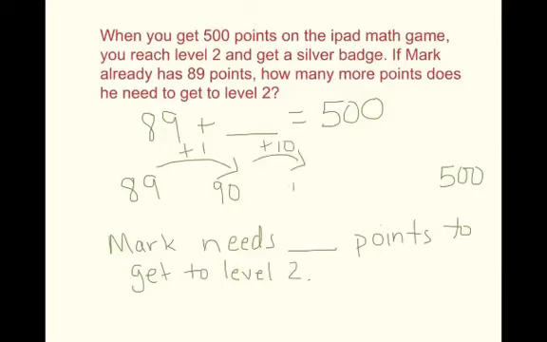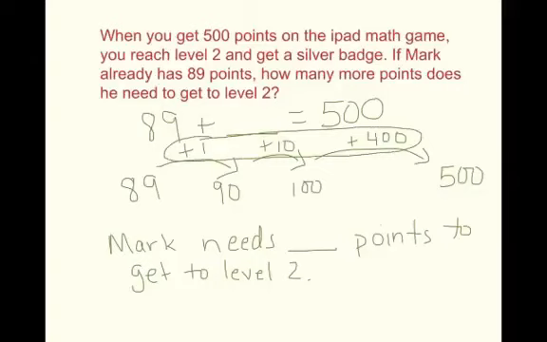Okay. Am I to that whole amount of 500 yet? No. How many more do I need? 400 plus 100 equals 500. Okay, so Mark started with 89. How many more did he need to get 500 points? Okay, where do you see your answer? I see it in this difference or the missing part. 400 plus 10 plus 1 is 411 points.